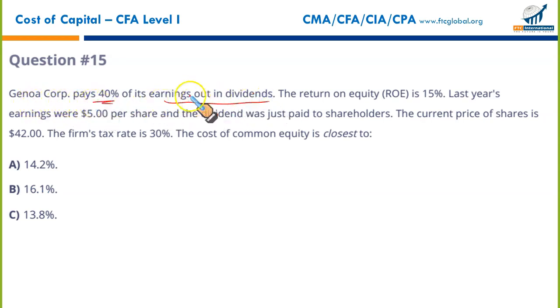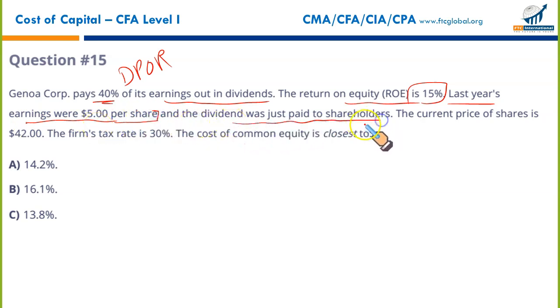That is the payout ratio. This is called the dividend payout ratio. The return on equity is 15%. Last year's earnings were $5 per share. That was EPS. And the dividend was just paid to the shareholders. The current price of the share is 42. The firm's tax rate is 30%. Find the cost of common equity.